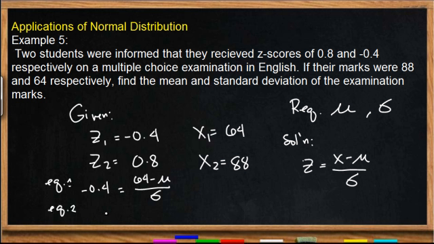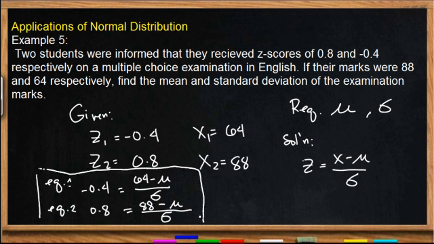Equation 2 is what? Z is 0.8, X is 88 minus mu over sigma. Wala nato kabalo ang mu ug sigma. So, naa na tay duha ka equation ug duha ka unknown. Unsaon na nato pag-solve? Kana na karon ang problema, unsaon pag-solve sa 2 equations, 2 unknowns.